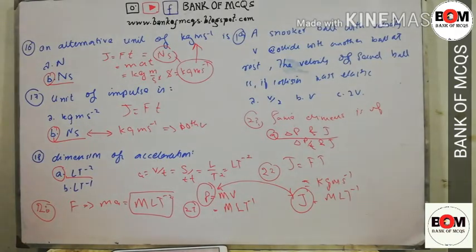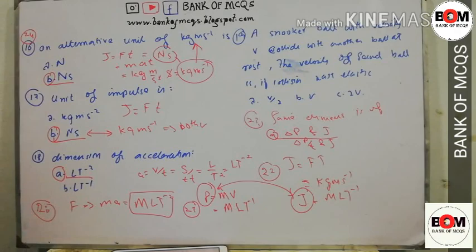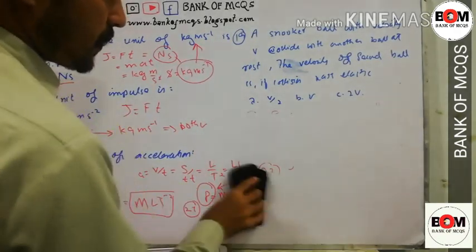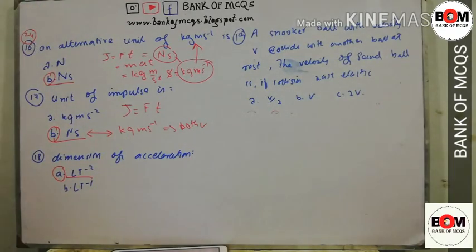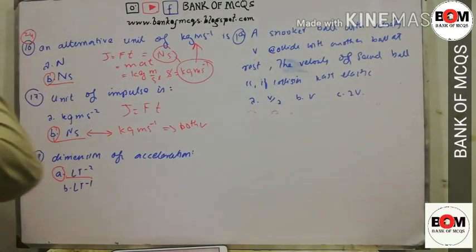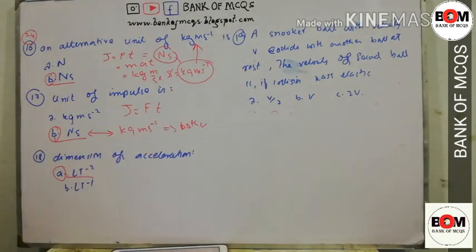The next is MCQ number 19. So in MCQ number 19, they tell us that a snooker ball with velocity v collides with another ball at rest. The velocity of the second ball is, if the collision was elastic.